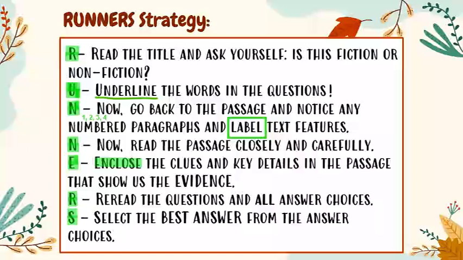And just as a review, let's look at the RUNNER strategy again. We've done the R, U, N, and the E. So now we're just going to focus on the last R and E. We're going to reread the questions and all the answer choices and select the best answer from the answer choices that are given.